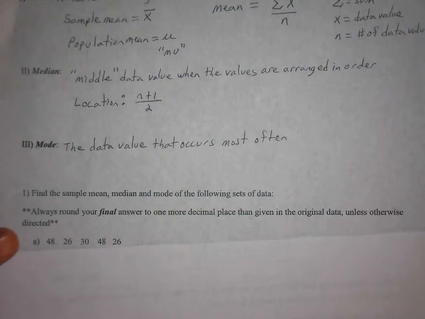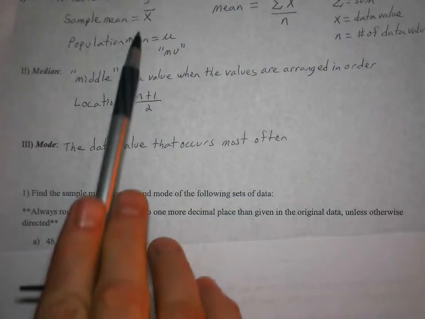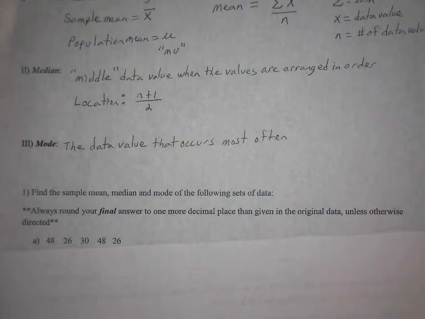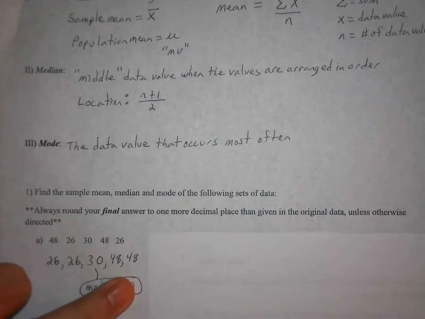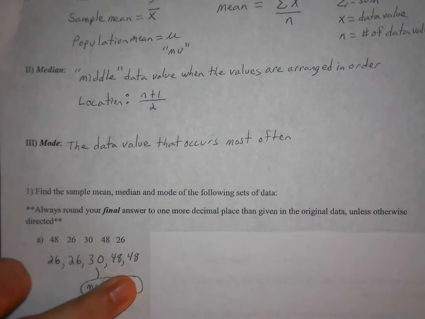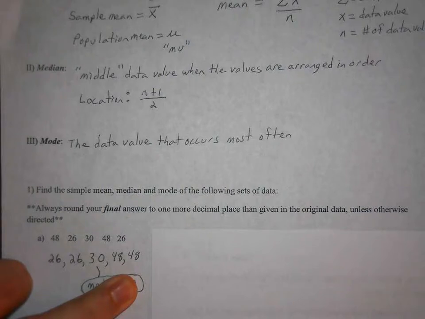In part A, we have a list of data. If you want to find the sample mean, make sure you use the correct symbol, X bar, and add the numbers up and divide by the number of numbers. That should be pretty easy. To find the median, you have to put the numbers in order first: 26, 26, 30, 48, and 48. Then the middle number there is 30.